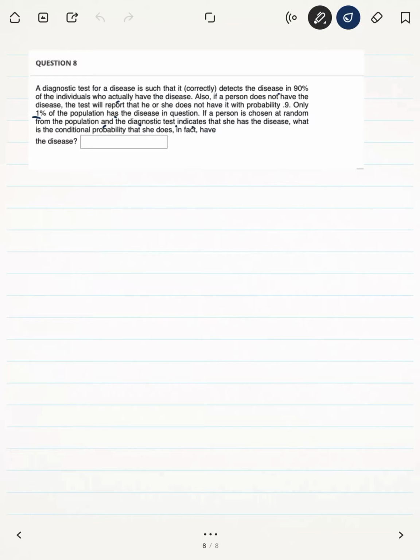Okay. A diagnostic test for a disease is such that it correctly detects the disease in 90% of the individuals who actually have the disease. So this 0.9 is a conditional probability. It correctly detects the disease, so let's say that it's positive, given that I have the disease. This is equal to 0.9. I'm going to change the wording of this question, so we'll have a different question. But I'm going to solve the question now using this wording, and I will show you the difference between the two types of questions. So positive given disease is 0.9.